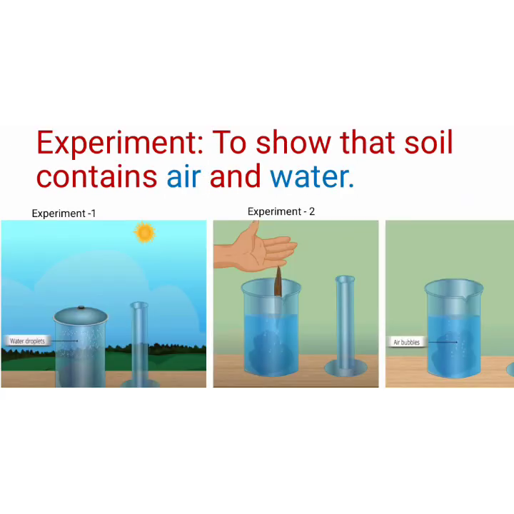Children, our last slide is of experiments to show that soil contains air and water. In our first experiment, the water droplets in the bottle will prove that soil has water in it. And in our second experiment, when we pour water in soil, the bubbles come out. So it will show that the soil contains air in it.